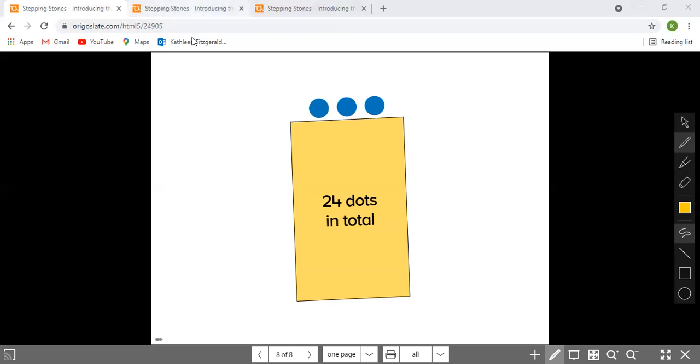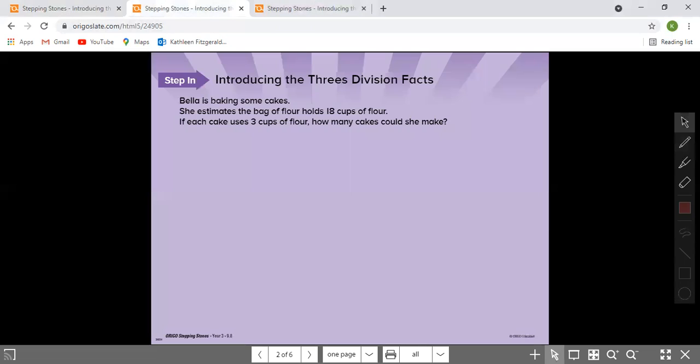Okay, let's now go to our step in problem. Bella is baking some cakes. She estimates the bag of flour holds 18 cups of flour. If each cake uses 3 cups of flour, how many cakes could she make?